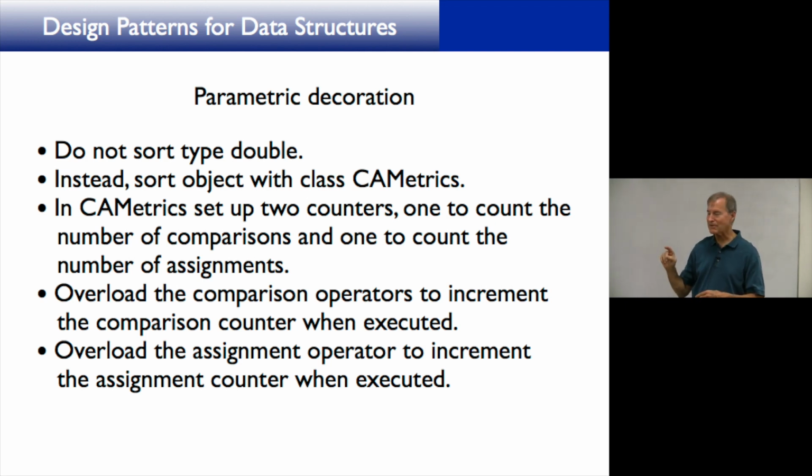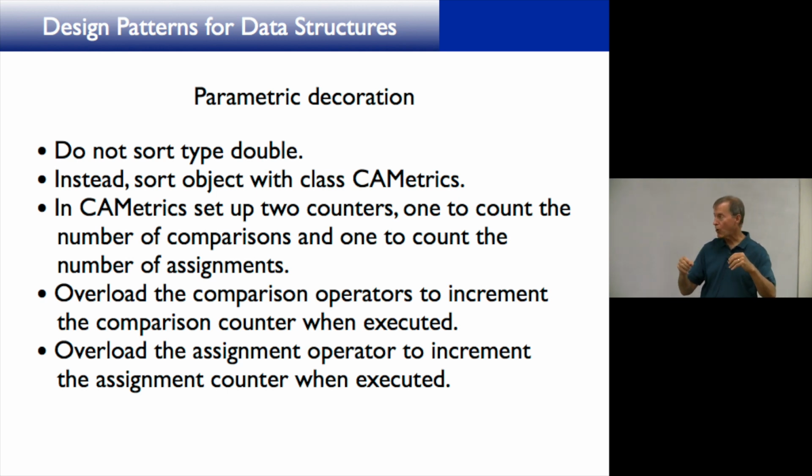This is very clever. Okay? So here's what we're going to do. In CA metrics, we set up two counters, one to count the number of comparisons and one to count the number of assignments. And then how do you compare two objects of type CA metrics? Well, we are going to overload the comparison operators so that we can compare two objects of type CA metric, and as a side effect, increment the counter.